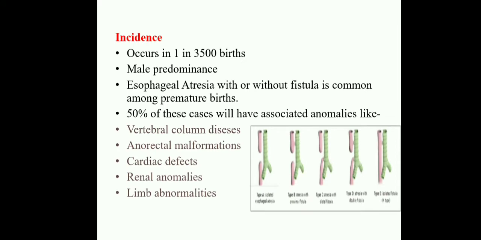Okay, incidence. TEF, tracheoesophageal fistula, occurs in 1 in 3500 births. Males are predominant. Esophageal atresia with or without fistula is common among premature births. Mostly in premature deliveries we have seen esophageal atresia. And 50% of these cases will have associated anomalies like vertebral column diseases, anorectal malformations, cardiac defects, renal anomalies, and limb abnormalities. These are the associated anomalies.